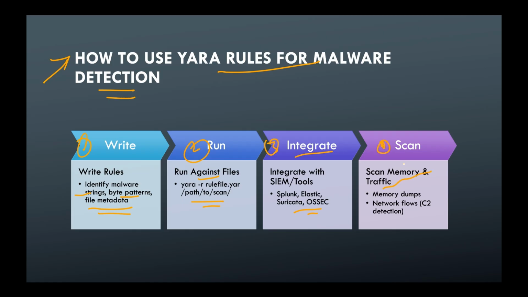Number four, scanning memory or network traffic. So you're not limited to just files. YARA can also be used to scan memory dumps. So if you suspect malware is running in memory, you can scan memory dump using YARA. Then we have network traffic. So you can even write YARA rules to look for pattern in network traffic, like known command and control domain, or suspicious payload, etc.